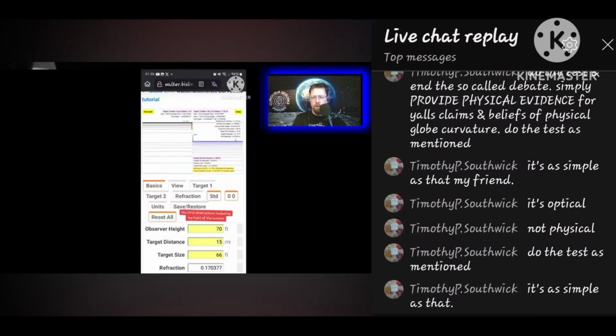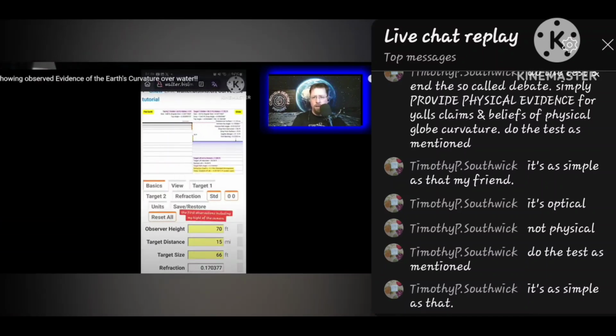Here are the observations to see what's expected of flat Earth compared to the globe. So you've got flat Earth on the left side, and as you see the whole building, and on the right side we had the globe.